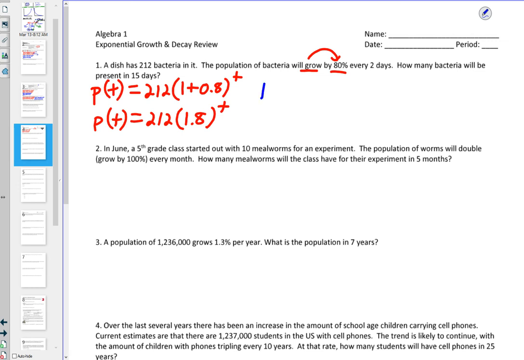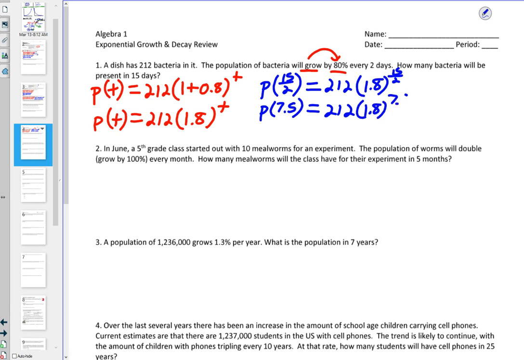So we would say P at 15 over 2, because it's 15 total days divided by how long it takes to get through a cycle, is equal to 212 times 1.8 to the power of 15 over 2. Some of you were saying 7.5. That's exactly what 15 divided by 2 is. Do you understand how to get 7.5? Be my guest. Put 7.5. So we get 1.8 to the power of 7.5, and that times 212.